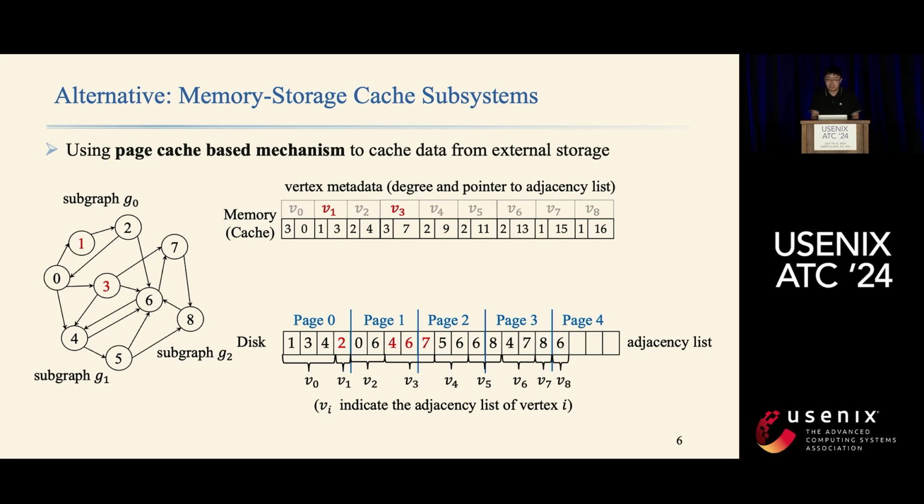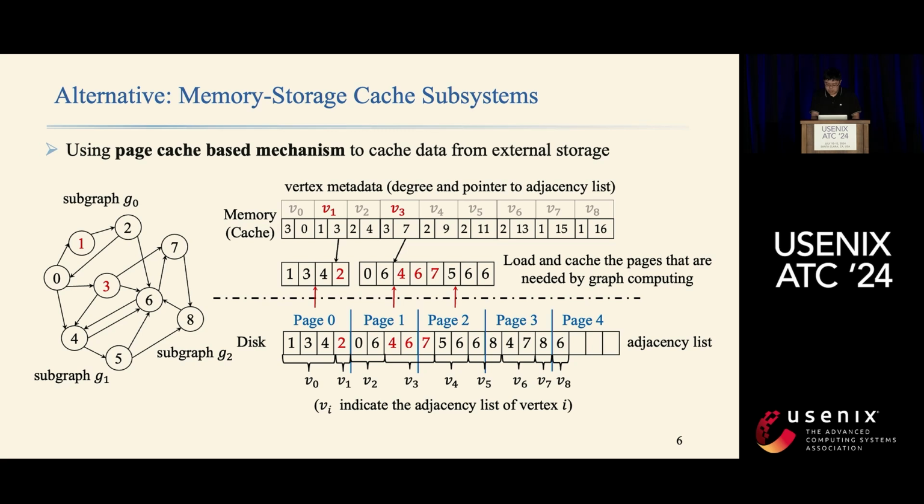An alternative solution is to use memory storage cache-based systems. It utilizes a page cache mechanism to manage data between memory and external storage. For instance, we store the graph in the CSR format and put the edge data on disk. When accessing vertex 1 and 3, it loads 3 pages from disk to memory. Compared to out-of-core graph systems, cache systems provide fine-grained access and show better I/O efficiency for sparse access.